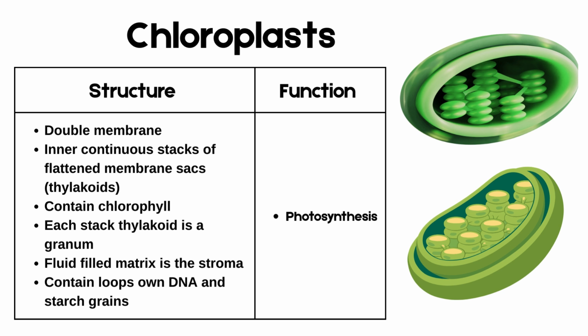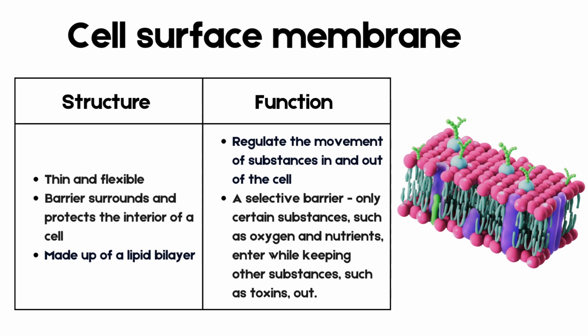In plant cells, chloroplasts are where photosynthesis happens. They have a double membrane and internal stacks of thylakoids, grana, containing chlorophyll. The fluid surrounding them is called stroma, and they also store their own DNA and starch grains. The cell's surface membrane is a thin, flexible barrier made of lipids that controls what enters and exits the cell. It's selectively permeable, allowing essentials like oxygen and nutrients in, while keeping harmful substances out.